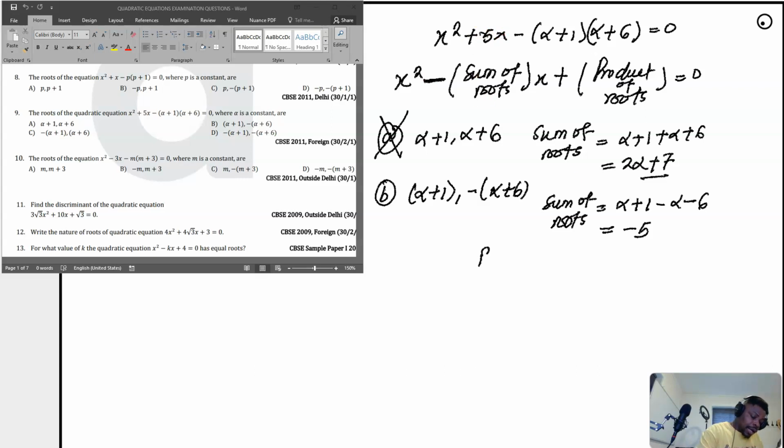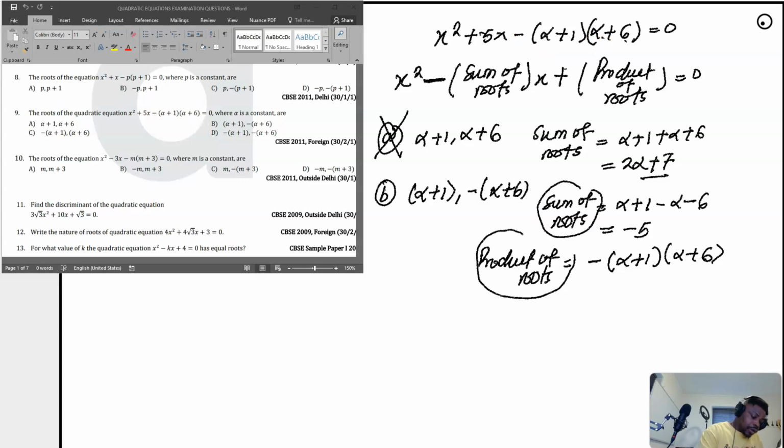So let's do product now. Product of roots. Product of roots will be minus alpha plus 1 and alpha plus 6, minus alpha plus 1 minus alpha plus 6. If I multiply that with this minus and plus, it will still be minus alpha plus 1, alpha plus 6. So which simply means for product and for sum, we got the same thing.